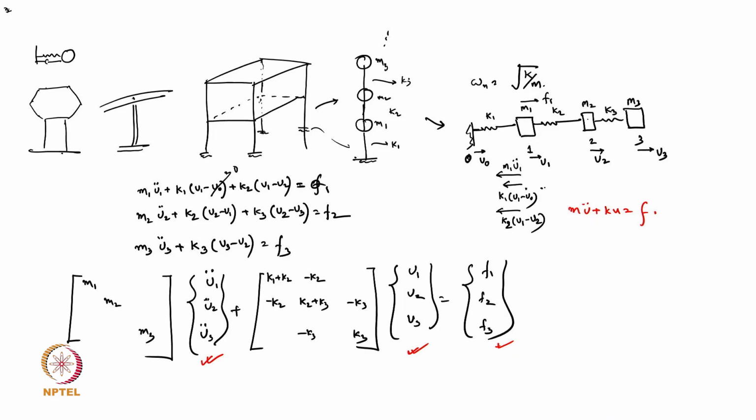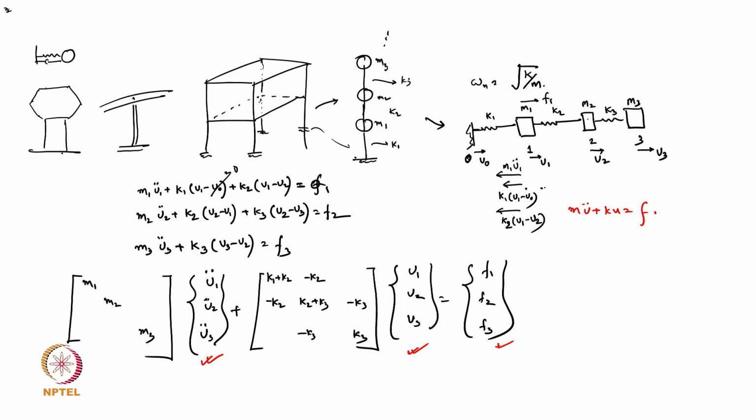In the same manner, m is not a single number, rather it has become a matrix. U double dot is not a single number, it has become a vector. K is not a single number, it also becomes a matrix, and U becomes a vector, and F also becomes a vector. Okay, so that way we can understand that point.